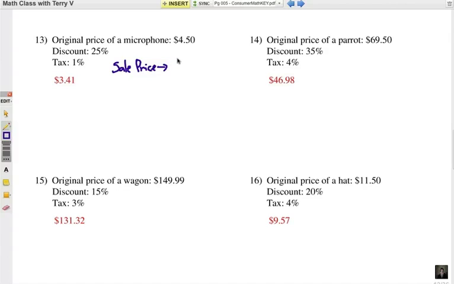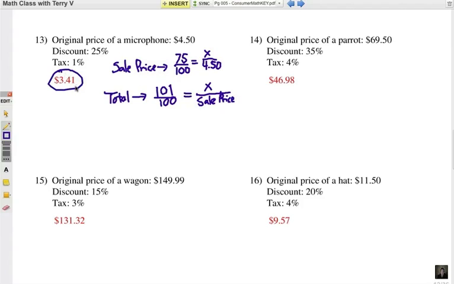All right, number 13. To find the sale price, I'm going to be paying 75% because we have a 25% discount. So 75 over 100 equals X over 450. All right, when you cross multiply there, that will give you your sale price. To find the total cost with the tax added on, we are going to be paying 101%. That will add the tax on for us. So 101 over 100 equals X over the sale price, which is the answer from the previous proportion. Final answer, rounded to the nearest penny, is 341.